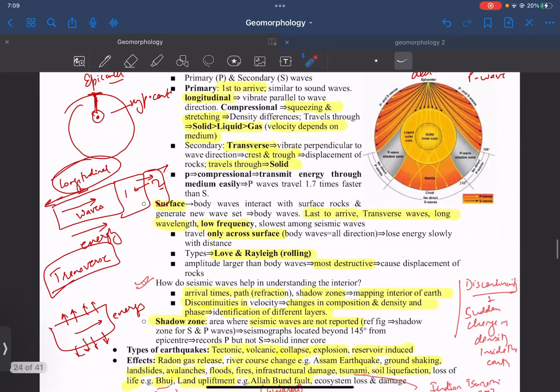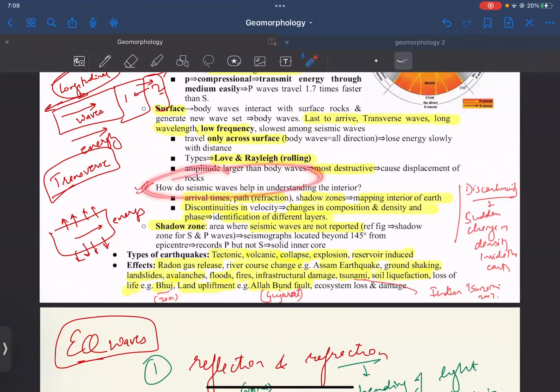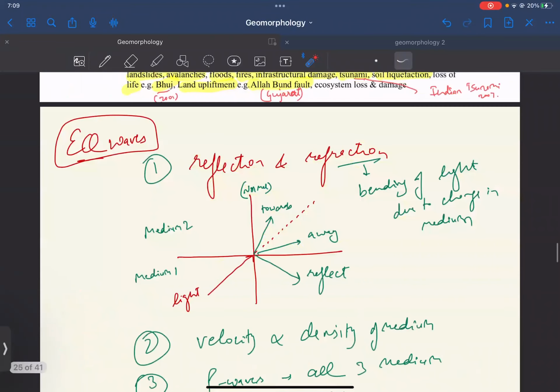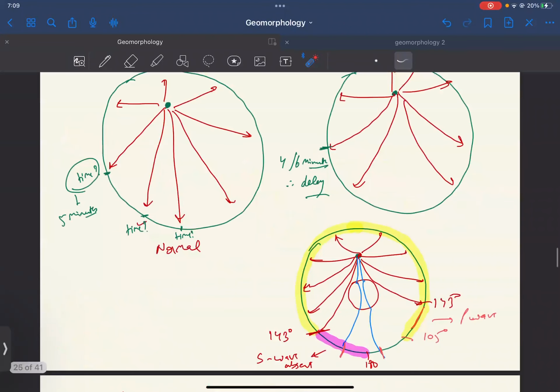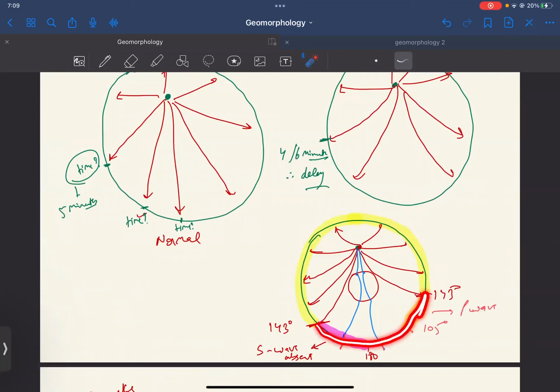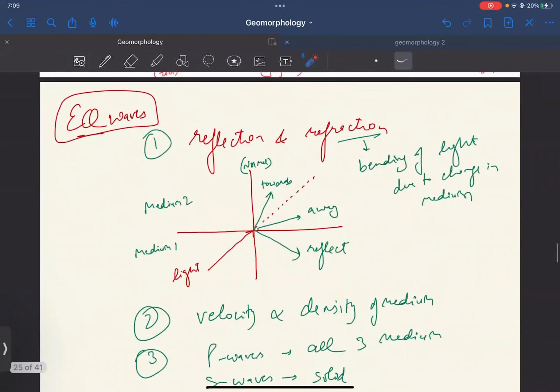Then how they help us understand the interior of the earth: we just discussed different arrival times, because speed varies with the change in density of the medium, refraction, and they get different shadow zones. We have to remember S waves have more shadow zone. It is from 143 to 143, whereas P waves have only 140 to 105. Just keep this in mind. Shadow zones.